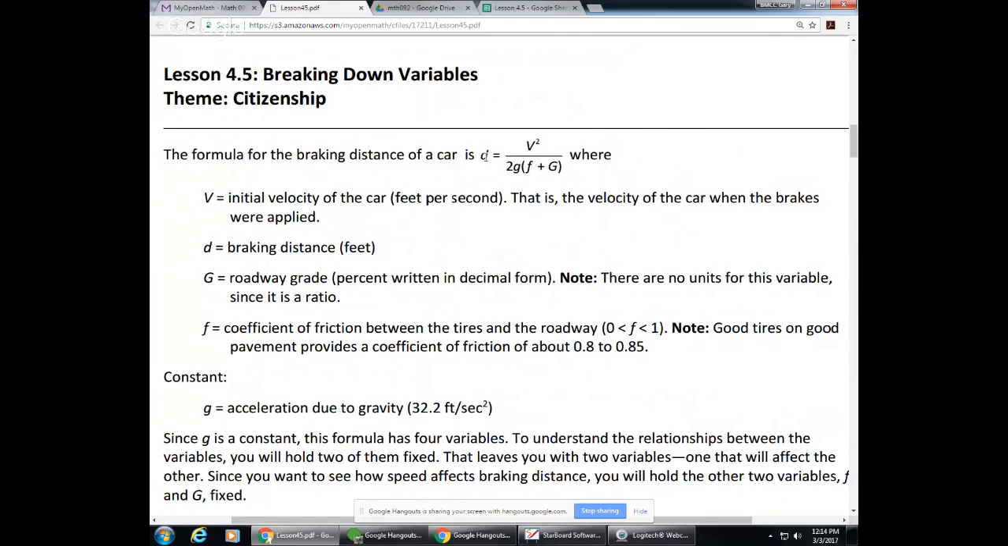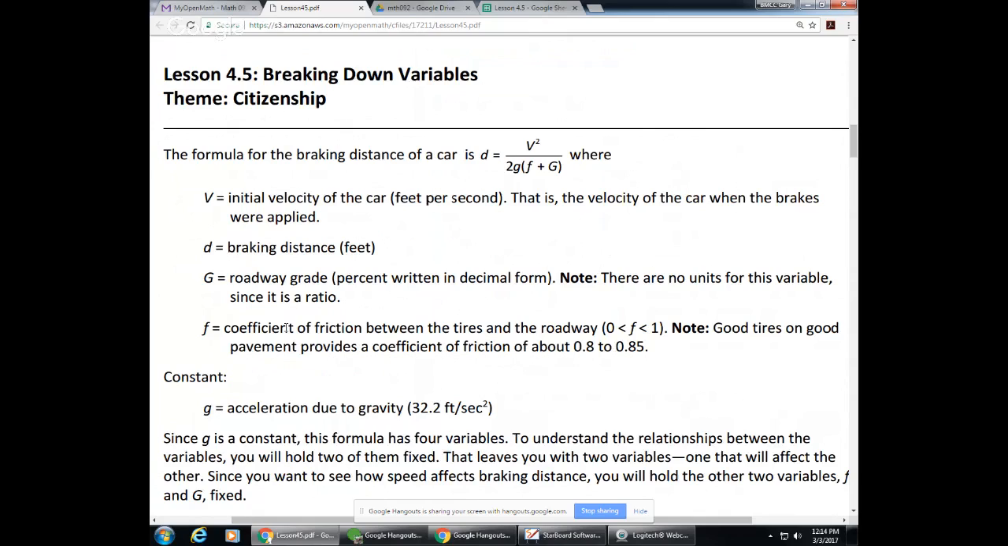So d is our braking distance based on the speed or velocity in feet per second. G is the roadway grade, and we talked about that before. And so that's a percent. It's got to be written in a decimal form. And the coefficient of friction, there's lots of experiments people have done based on the type of road and the type of tire to figure out how they interact together when you try and stop and go into a skid.